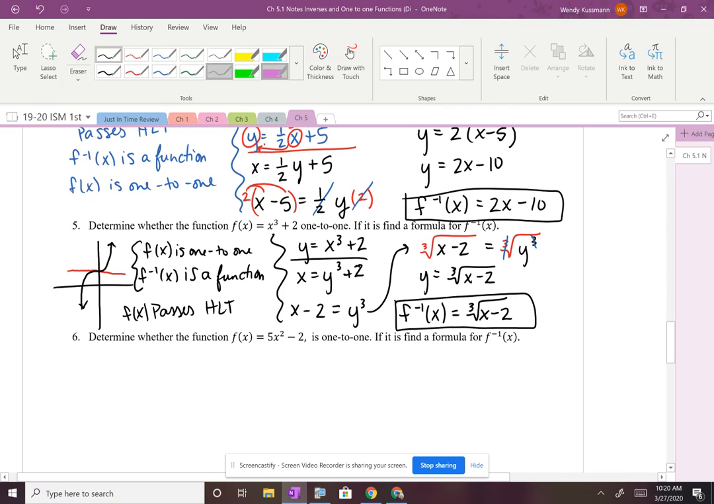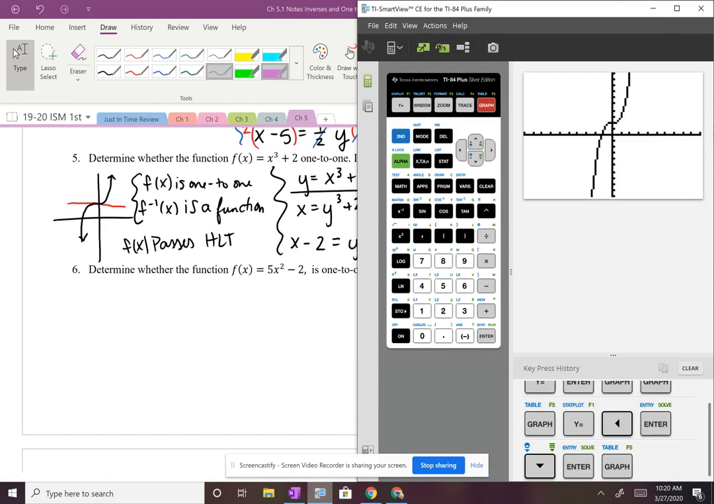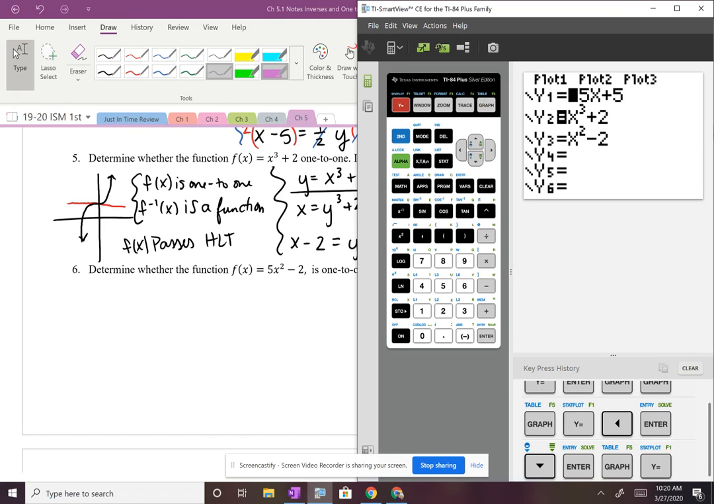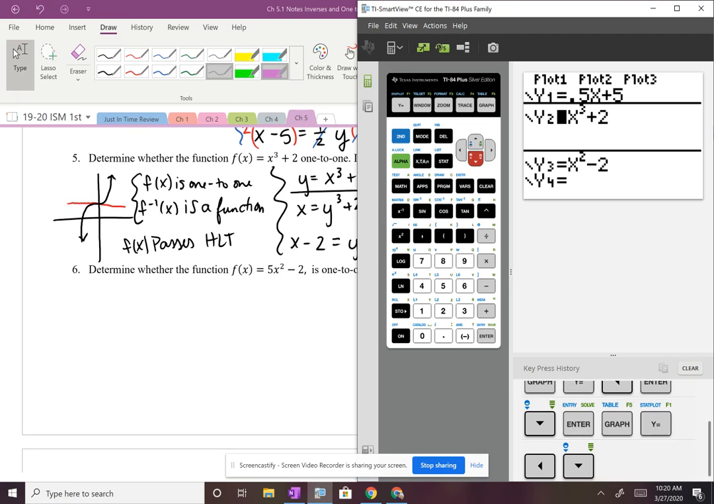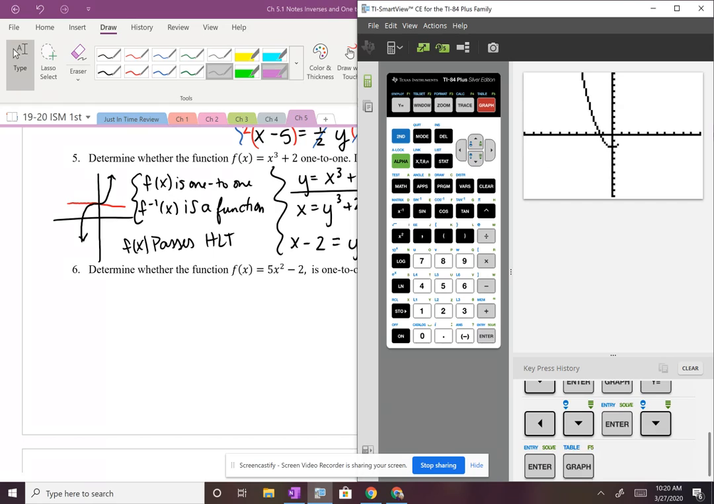Example number 6. Determine whether the function f of x equals 5x squared minus 2 is 1 to 1. Then, if it is, find the formula for f inverse of x. Go ahead and go in our calculator. You should know what this looks like. It's an x squared, so it should be a parabola. The 5 is positive. It should be facing upwards. The minus 2 means move down 2. But if you don't know what that looks like, you can go ahead and go to your calculator. I already have it written in here. I'm going to turn it on and graph it.